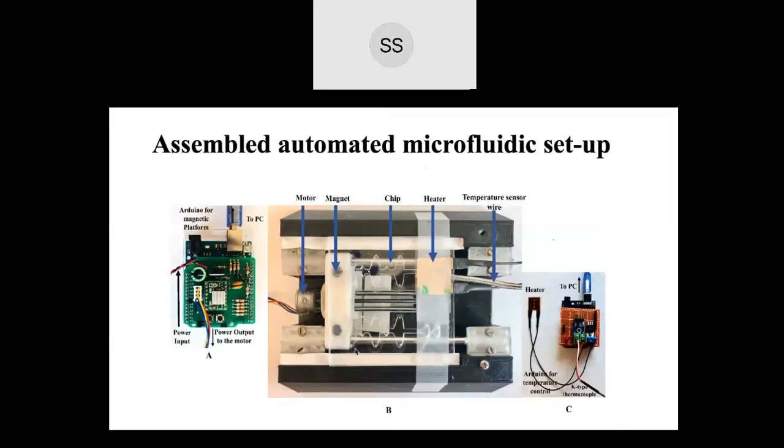And this is the automated microfluidic platform we have designed in our lab. A is an image of an Arduino, which controls a magnetic platform, meaning the movement of the magnetic field and magnetic beads from one chamber to another. And on the right, C is an image of the heater, which is attached on top of chamber 4 in order to maintain an isothermal temperature of 70 degrees.